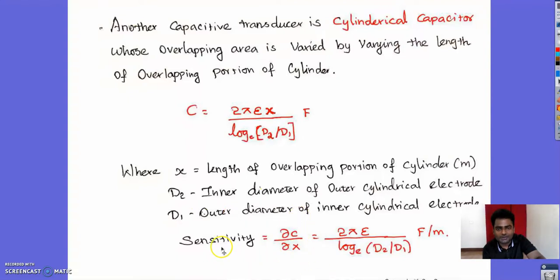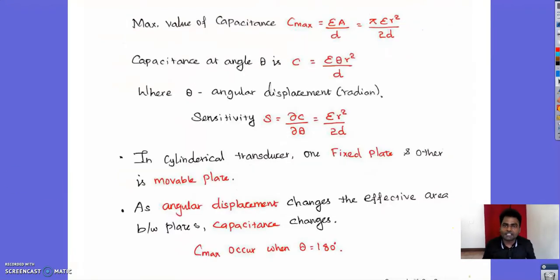With the help of this, we can find the sensitivity, the change in capacitance with respect to the change in length, which is equal to 2 pi epsilon divided by log e of d2 divided by d1. Its unit is farad per meter. And the maximum value of capacitance occurs when epsilon A divided by D is equal to pi epsilon R square divided by 2D. At this limit, the maximum value of capacitance will occur.